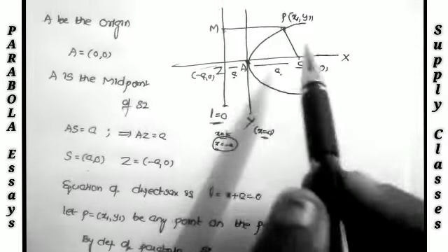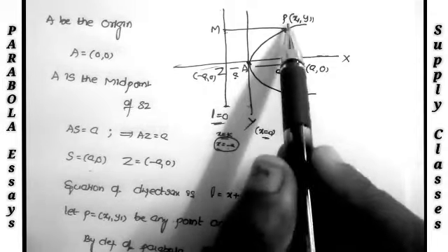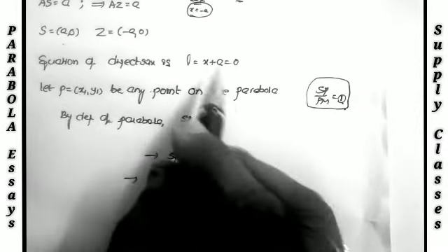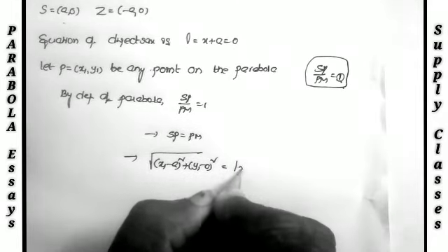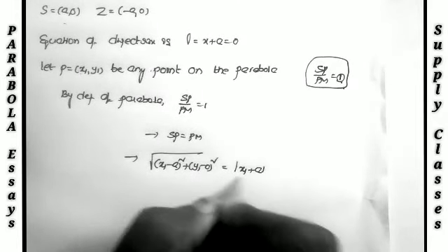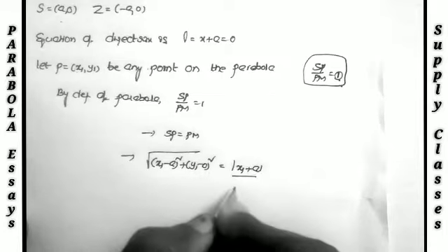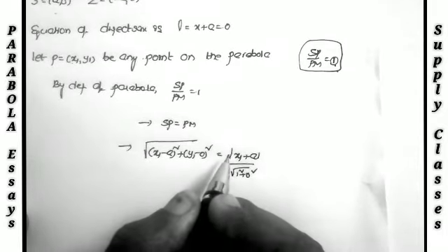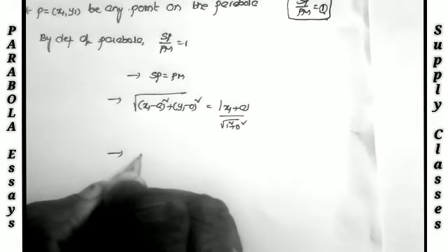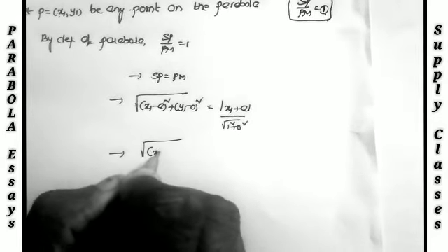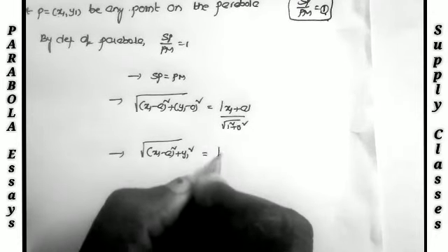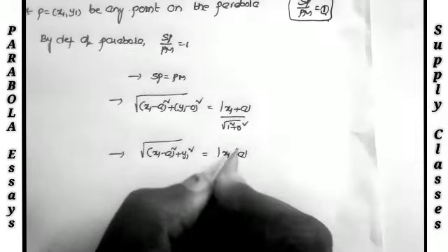PM is nothing but the perpendicular distance from P(x1, y1) to the directrix equation. Substituting the point (x1, y1) in the directrix equation, what you get is modulus of (x1 plus a) by the square root of a square plus b square. Here a is equal to 1, the coefficient of x, and b is equal to 0. Which implies the square root of (x1 minus a) whole square plus y1 square is equal to modulus of (x1 plus a). The denominator value becomes 1 here.